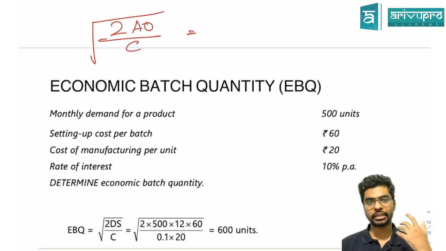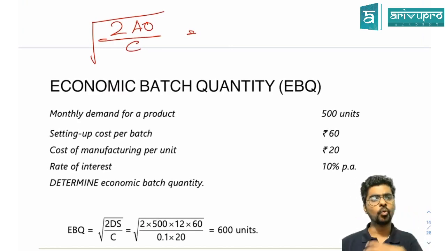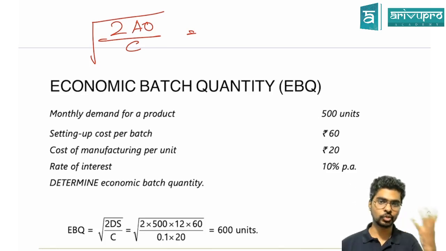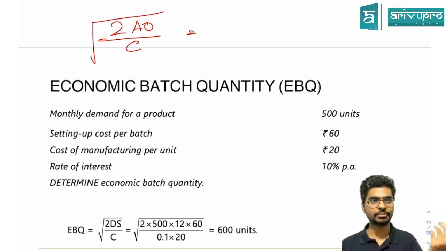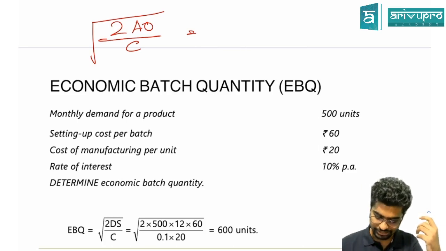For the same thing, when we are saying the batch quantity, what we are talking of is what is going to be the economic batch size that I should be doing my production for. What should be the batch size at which I should be doing my production? So you can use the same 2AO by C, or there is also another formula which we can use, just to make sure that you guys are understanding.